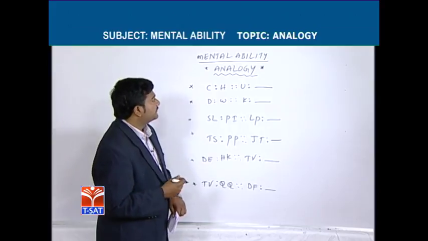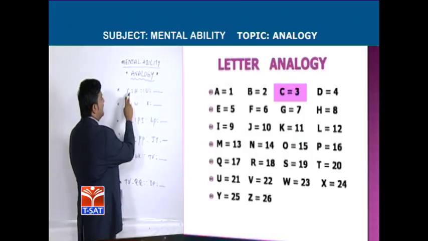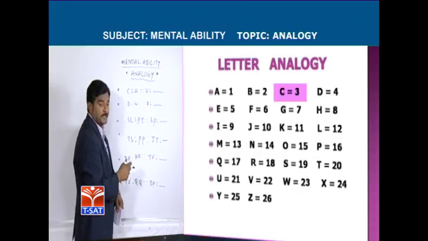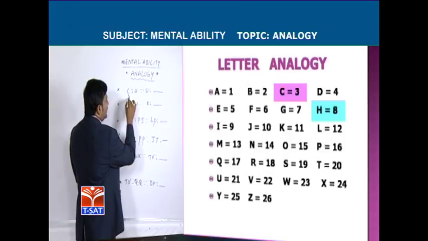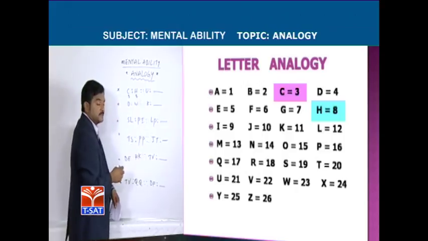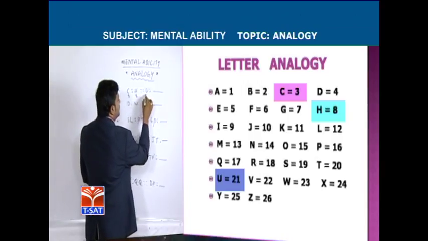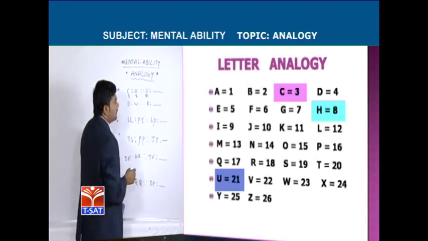Okay, now we'll follow one by one. See, in English alphabets, C means how much here? 3. H means what? 8. So 3 is changed to 8. 3 written as 8. Similarly, U means how much? U means 21. Okay, we know already.